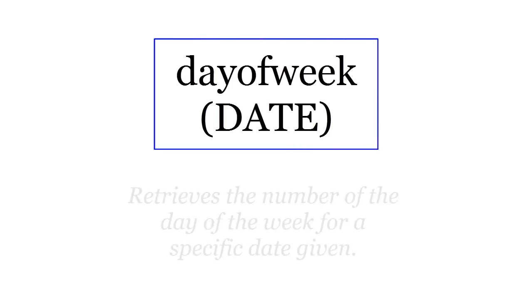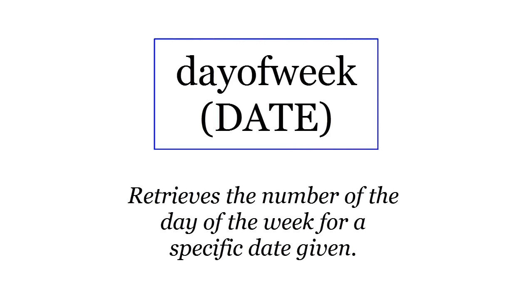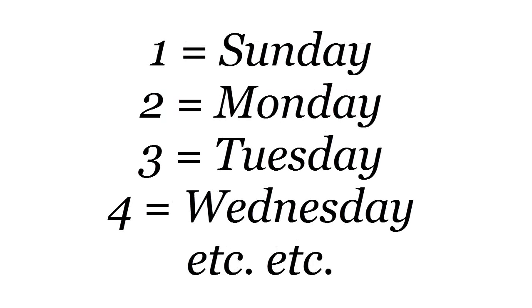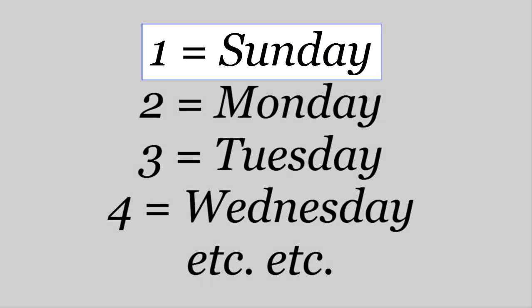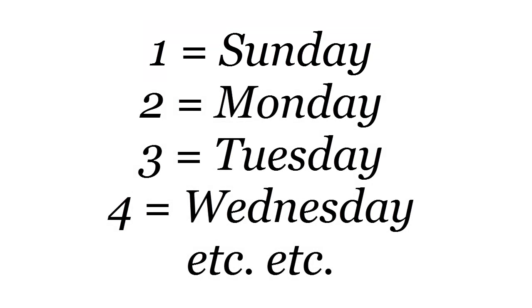Next on the list is the function day-of-week. This function retrieves the number of the day of the week for a specific date given. For example, if I would want to know on which day of the week my birthday would be this year, I can find it by inserting my birthday into the function. This will result in a number that corresponds to a day of the week. An important thing to keep in mind is that the publisher reads Sunday as the first day of the week. This means that the number 2 represents Monday, 3 Tuesday, and so on.